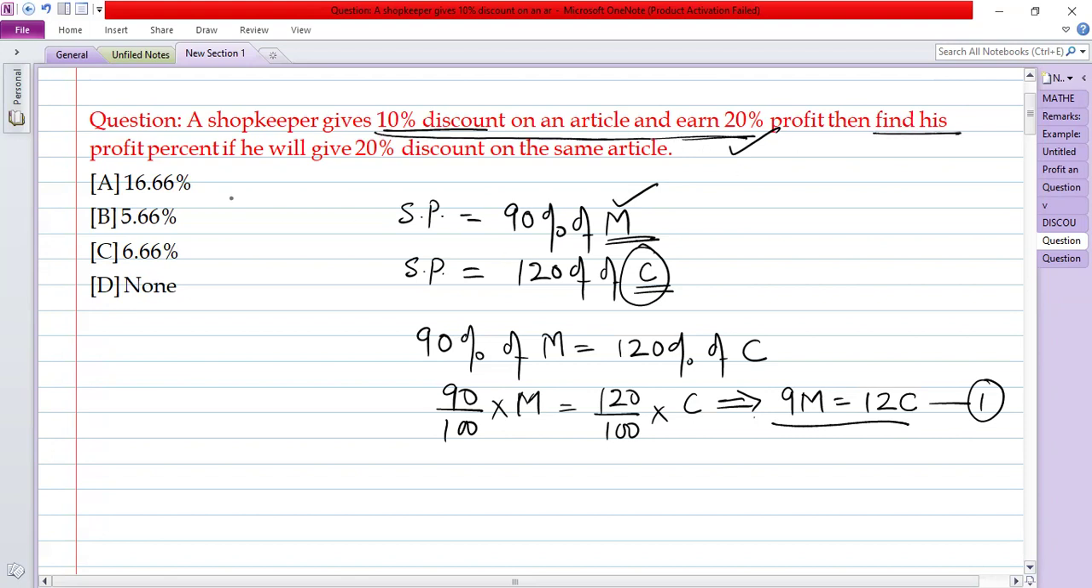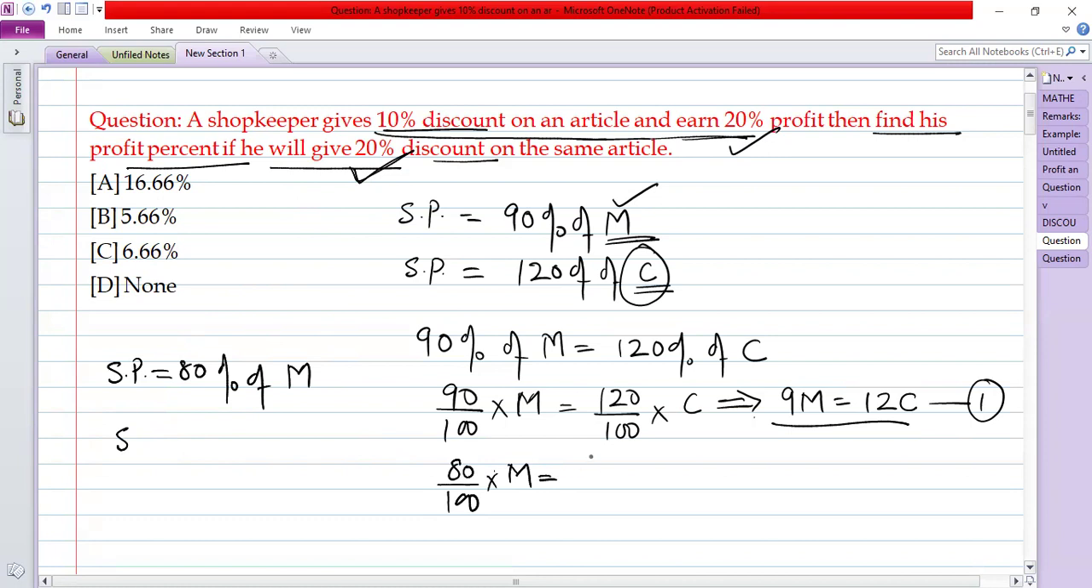And now find the profit percent if he gives 20% discount on the same article. Now for 20% discount, what will be the selling price? The selling price will be 80% of the marked price. And obviously here we need to find what the profit percent should be, if a 20% discount is there. So basically what we need here is that 80% of M is equal to what? K into C. We need this thing.